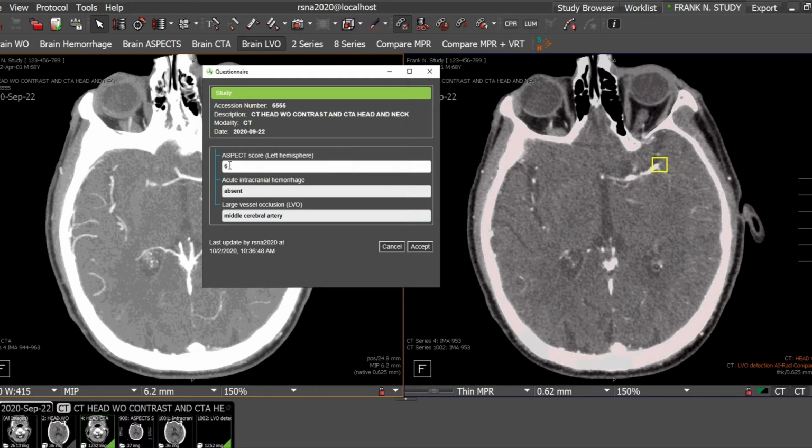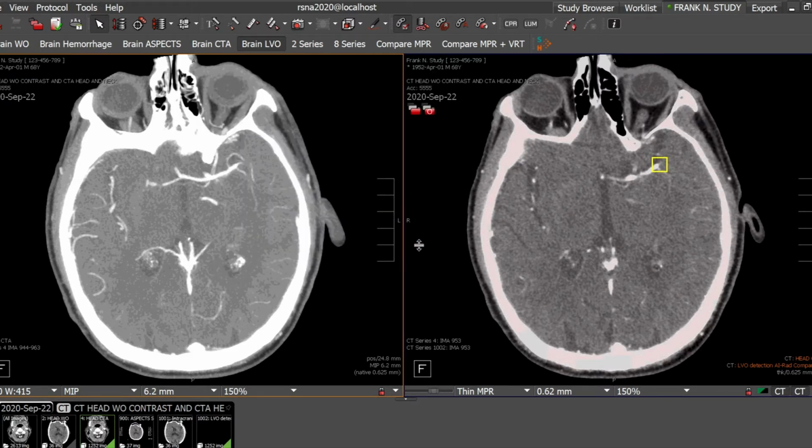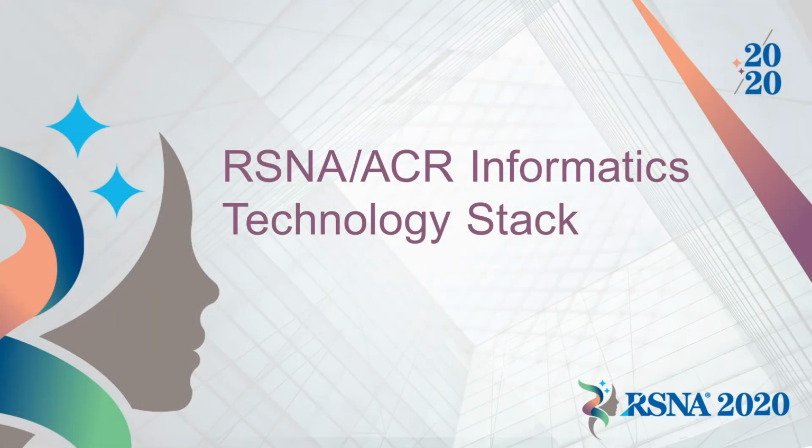This also provides structured data in the form of CDEs, which otherwise wouldn't be captured if the RAD simply rejected the result and dictated free text into the report. The RAD accepts the Siemens AI RAD Companion no hemorrhage result, modifies the aspect score result to a 9, and accepts the positive large vessel occlusion, sending this coded information to the report.